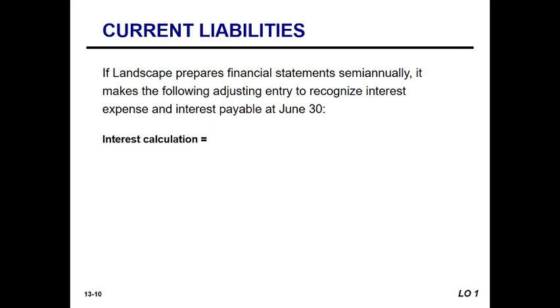Now, let's assume that they prepare their financial statements semi-annually. So they're going to need to recognize their interest expense and the amount of interest that will be payable at the maturity of the note as of June 30th. Now, recall they entered into this on March 1st, and it is 4 months. So the maturity date on this is going to be July 1st.